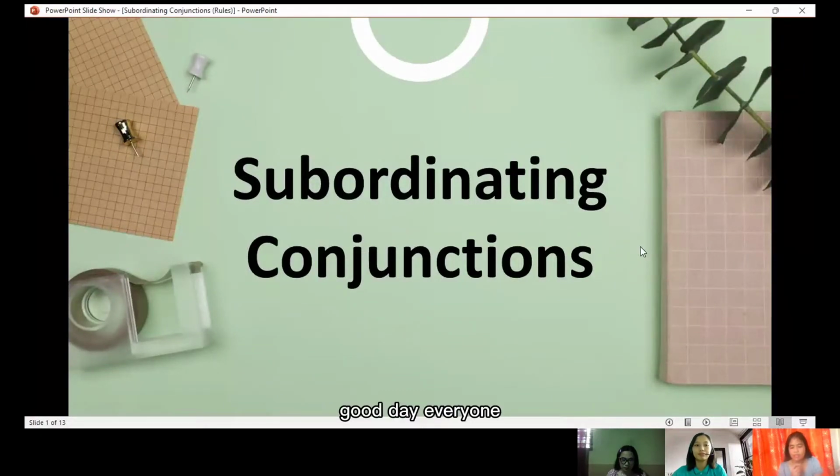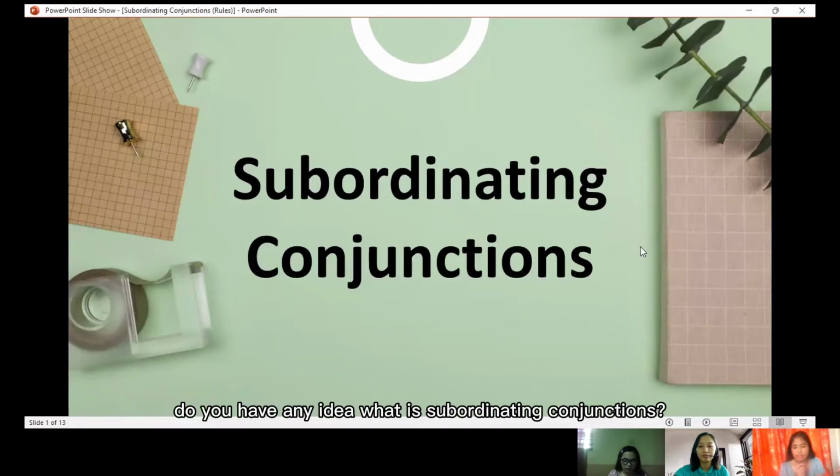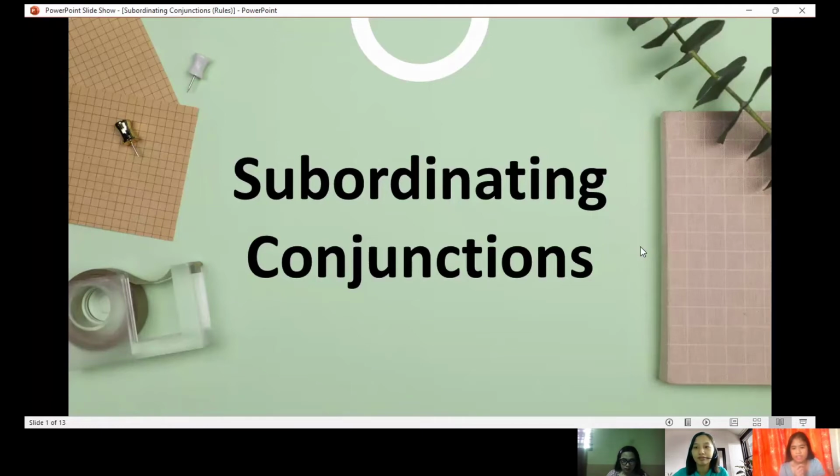Good day, everyone. For today's lesson, let's talk about subordinating conjunctions and its rules. Before we proceed, do you have any idea what subordinating conjunctions are? Lois? None, ma'am. How about you, Rian? No, ma'am, I don't know anything about subordinating conjunctions. I'm sorry, ma'am.